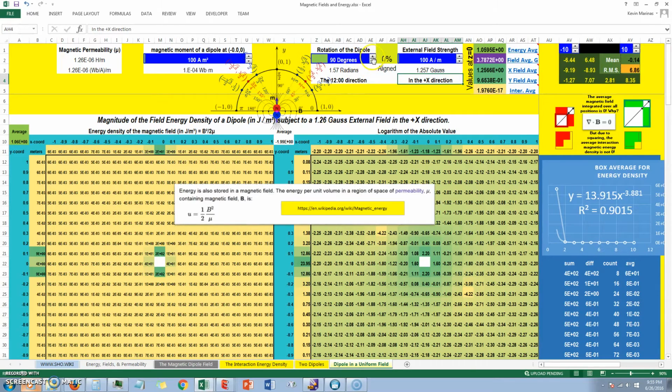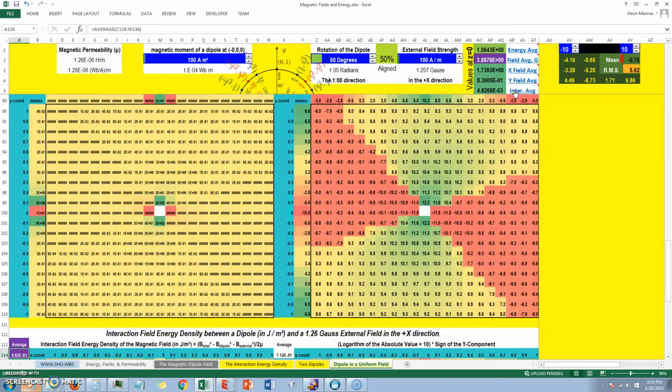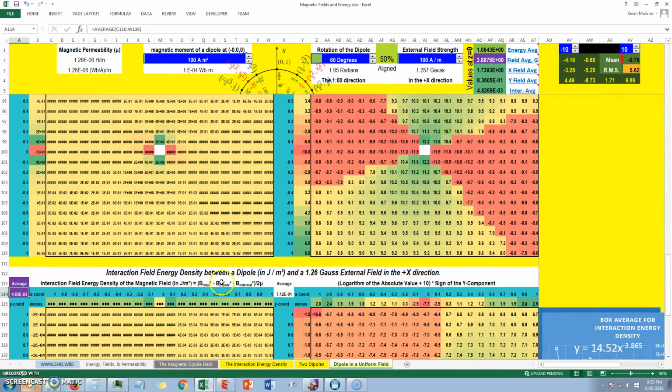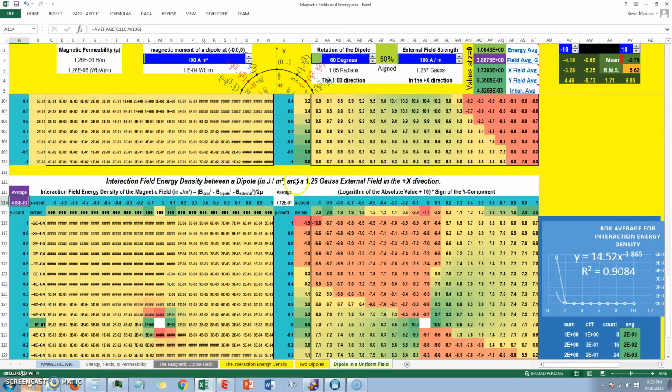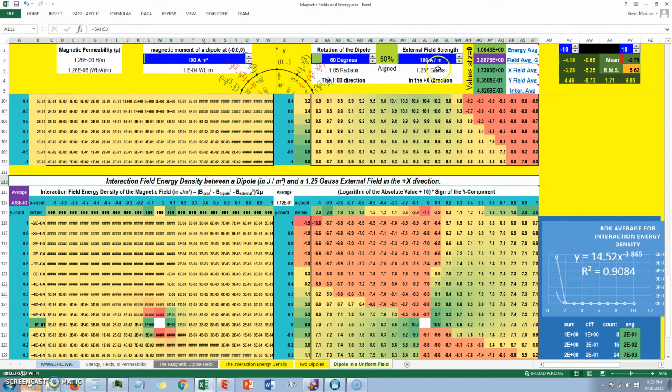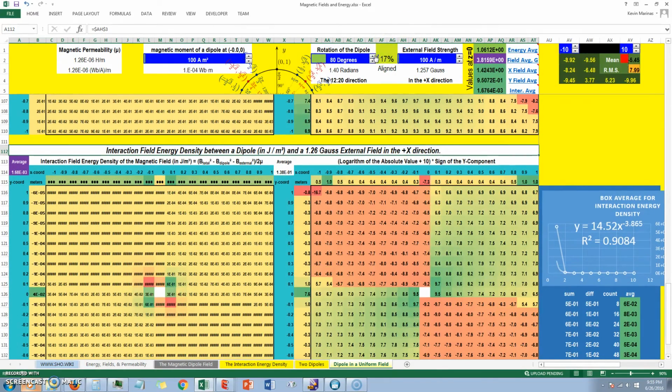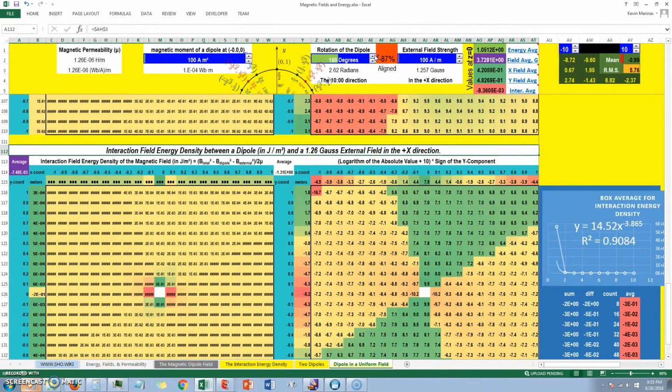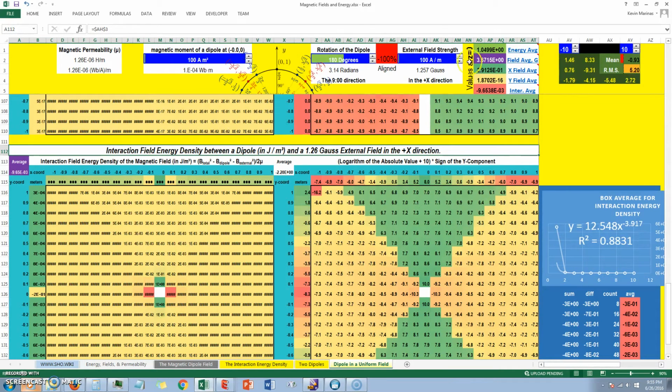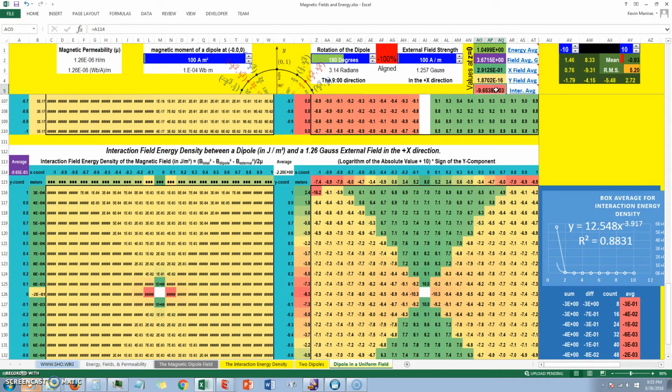So it's at 90 degrees, so let's say I start moving this closer to the x-axis, so down some. So now we're at the 12-20 direction. Now you see here that this interaction field energy density between the dipole and the 1.26 Gauss field is positive. But if we were to turn this around, now we've got a negative interaction energy density.